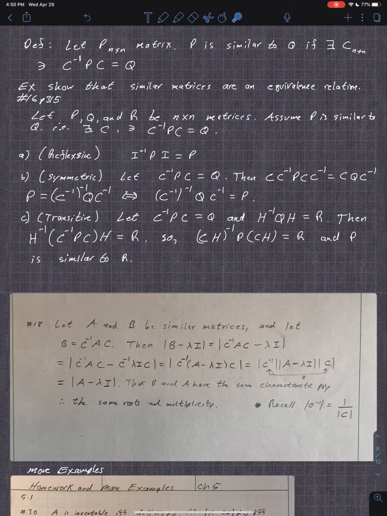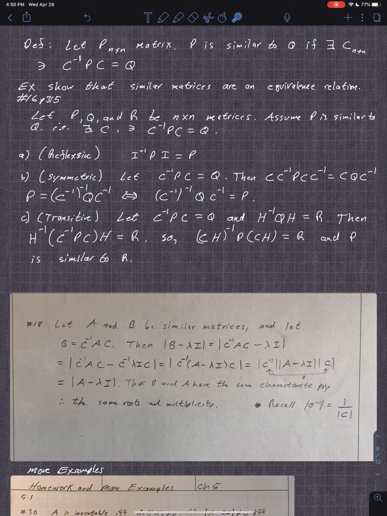And then symmetric, we want to let this be true, so C inverse PC is equal to Q. Basically all you've got to do is manipulate this, multiplying both sides, left-hand multiplication and right-hand multiplication, and you'll end up getting that P is equivalent to Q. So this statement is basically saying that P is similar to Q. So you want to have the statement Q is similar to P. That would be the other direction.